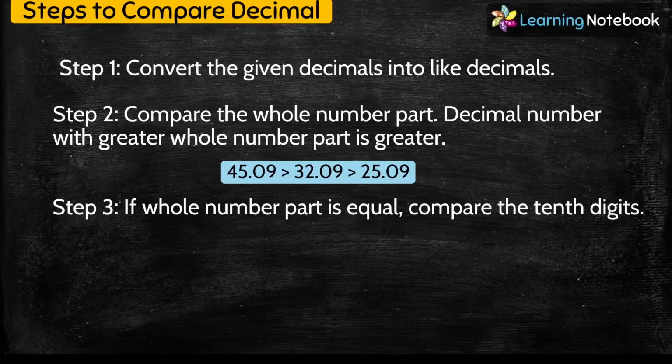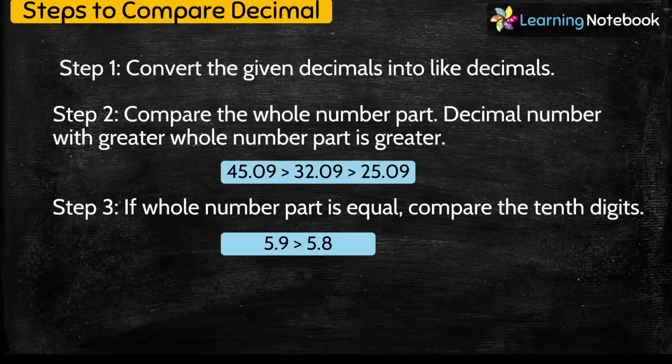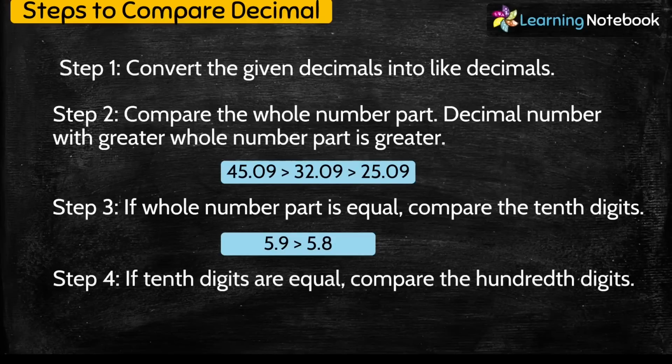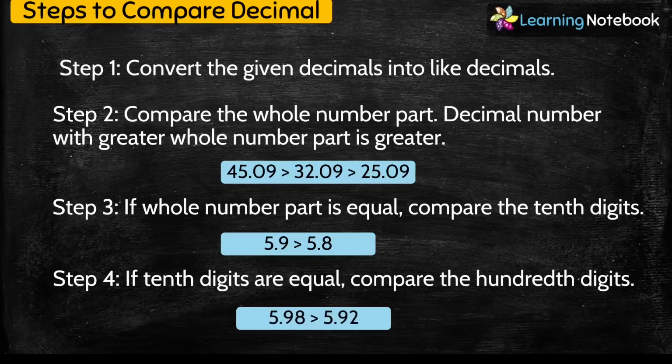Step 3 is, if whole number part is equal, compare the 10th digits. For example, 5.9 is greater than 5.8. Step 4 is, if 10th digits are equal, compare the 100th digits. For example, 5.98 is greater than 5.92.